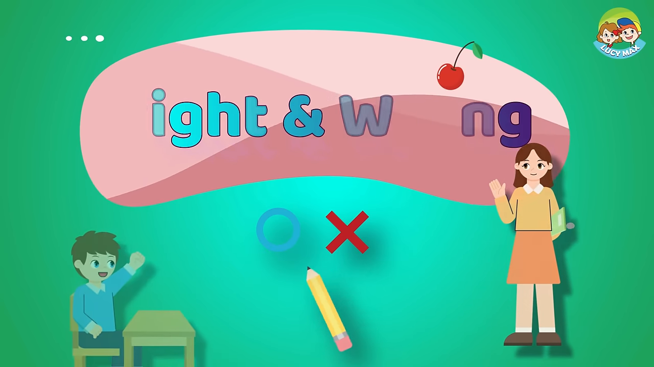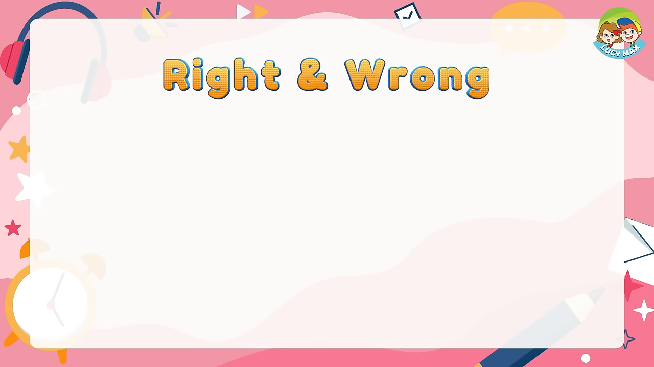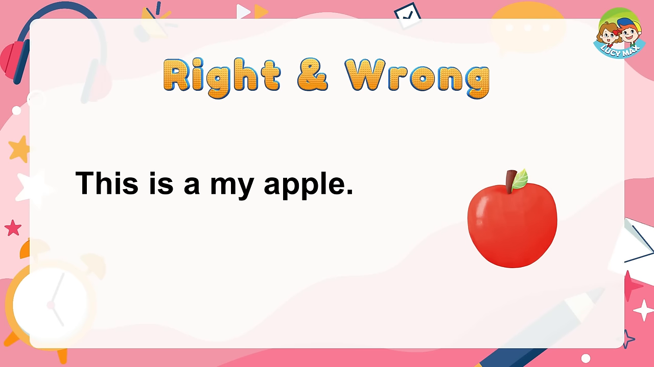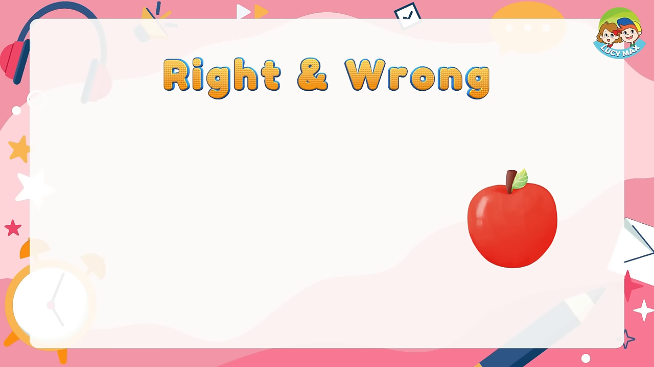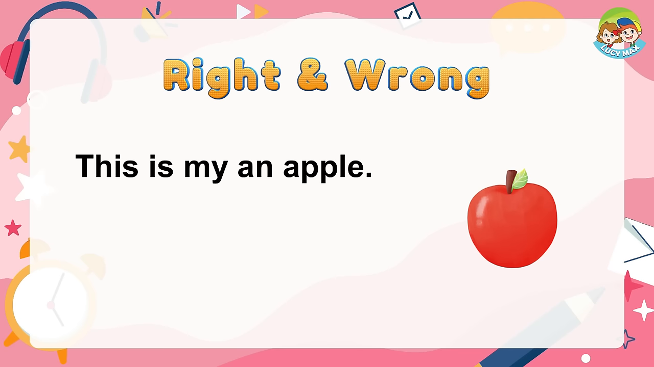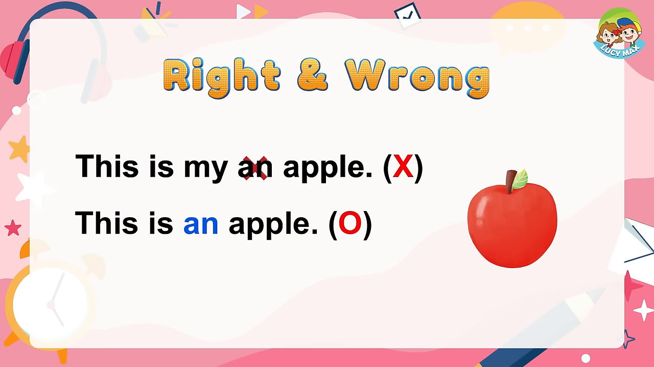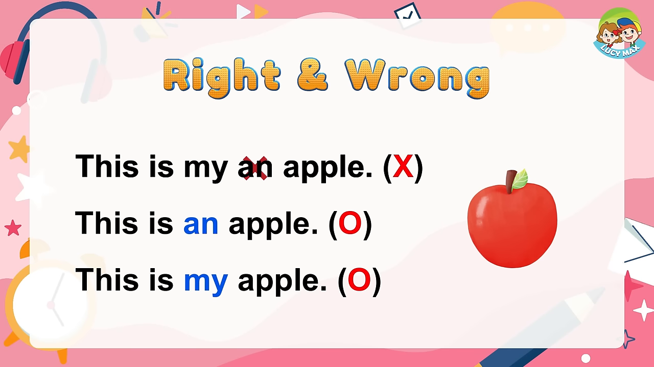Right and wrong. Now for the right and wrong section. This is a my apple. We don't use a with possessive adjectives. This is my apple. Next. This is my an apple. We don't use an with possessive adjectives. You say, this is an apple. Or, this is my apple.